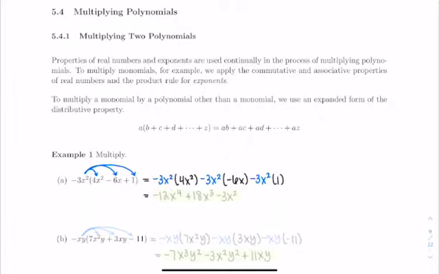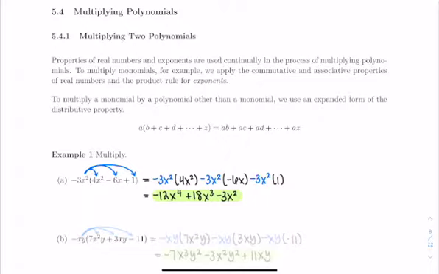So negative 3 times 4 is going to give me negative 12, and then x squared times x squared gives me x to the 4th. Negative 3 times negative 6 is positive 18, and x squared times x is going to give me x cubed. And then negative 3x squared times 1 just gives me negative 3x squared. And we can't combine anything because we don't have any like terms.